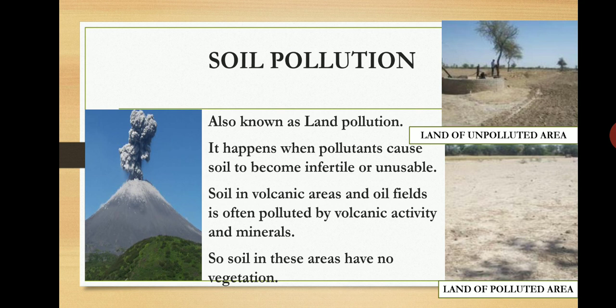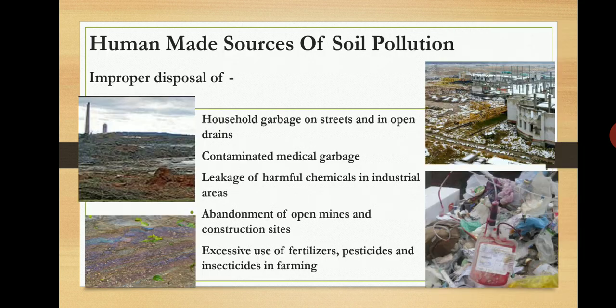Another cause of soil pollution is where the pollution has become so much, you have used the land so much, that the area has become very polluted, land has nothing more to give, so it becomes infertile or unusable. Infertile means that you cannot grow anything in that land. Okay, so what happens when a land becomes polluted? When pollutants cause harm to the soil, it becomes infertile or unusable. Unusable means it cannot be used.